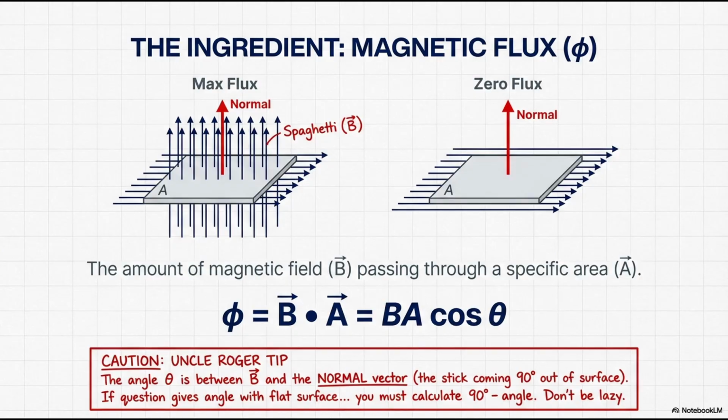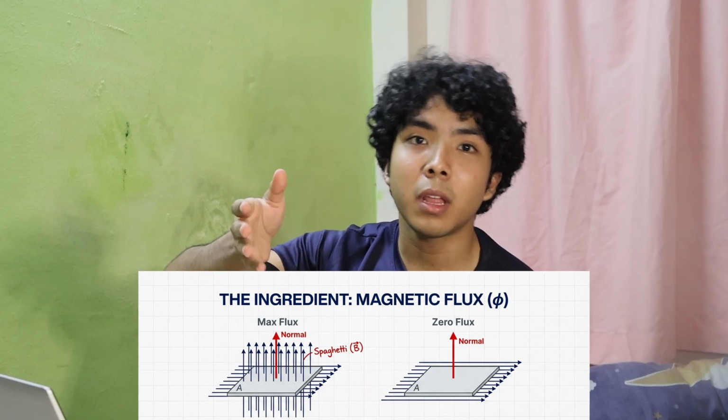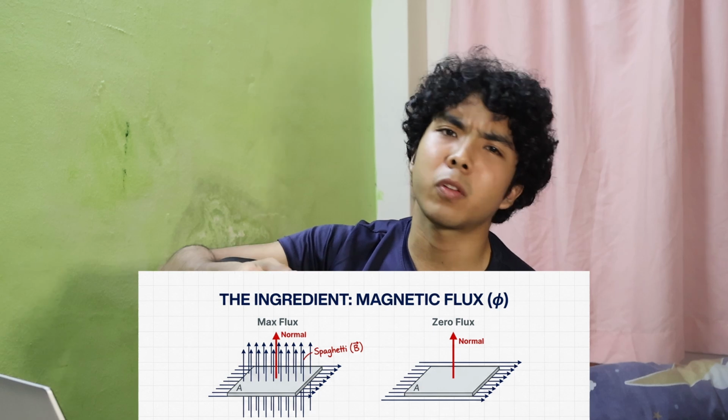But be careful here. Many students stupid. They see angle in question, they just put in calculator. No. The angle theta is between magnetic field and normal vector of area. Normal vector just means arrows sticking out 90 degrees from the surface. If the magnetic field is perpendicular to the area, theta is 90 degrees. Cos 90 is 0, magnetic flux is 0, no spaghetti in mouth, starving.